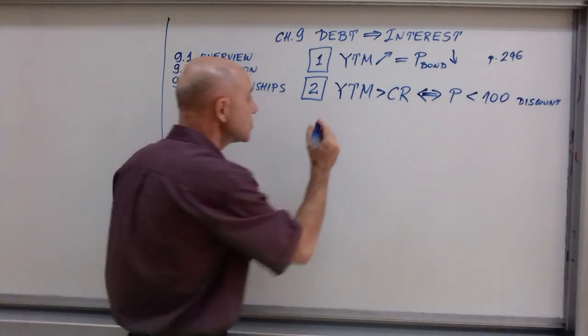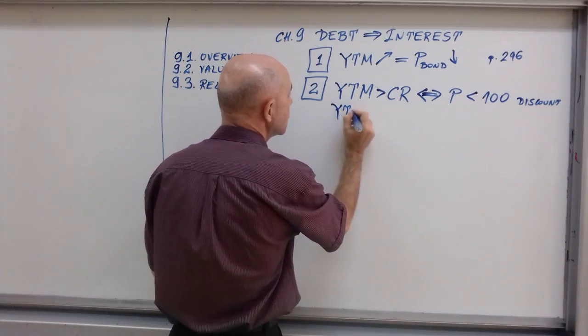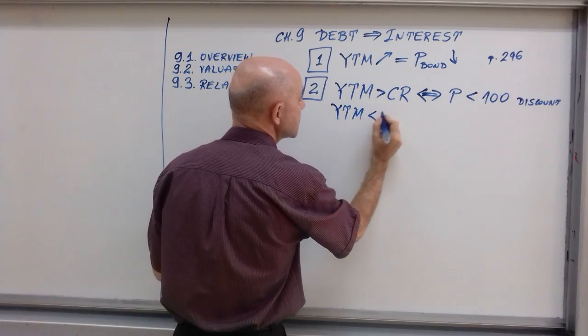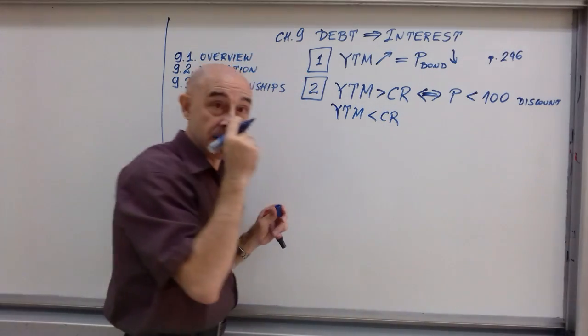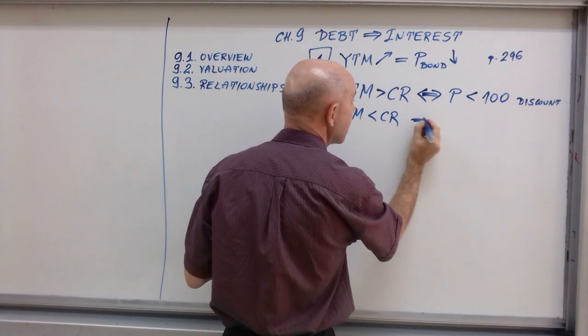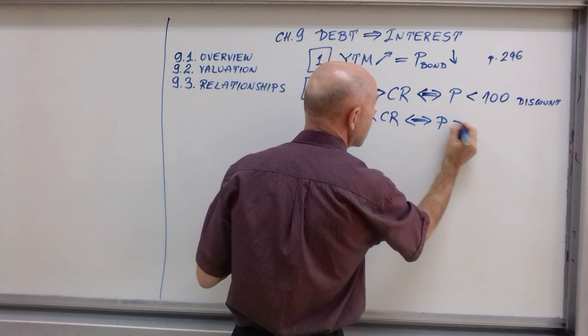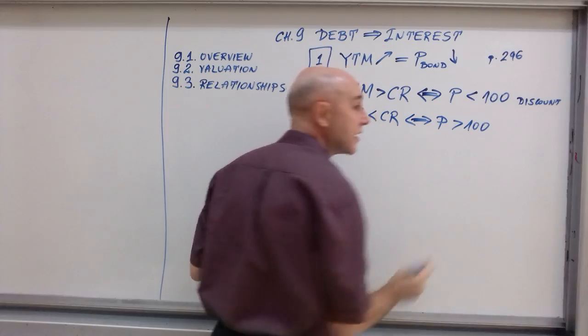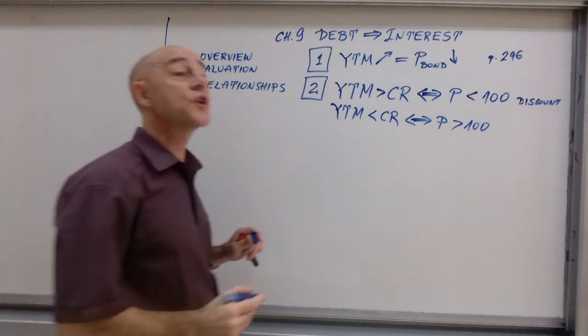And the opposite is also true. If yield to maturity is less than the coupon, it will be a premium bond.